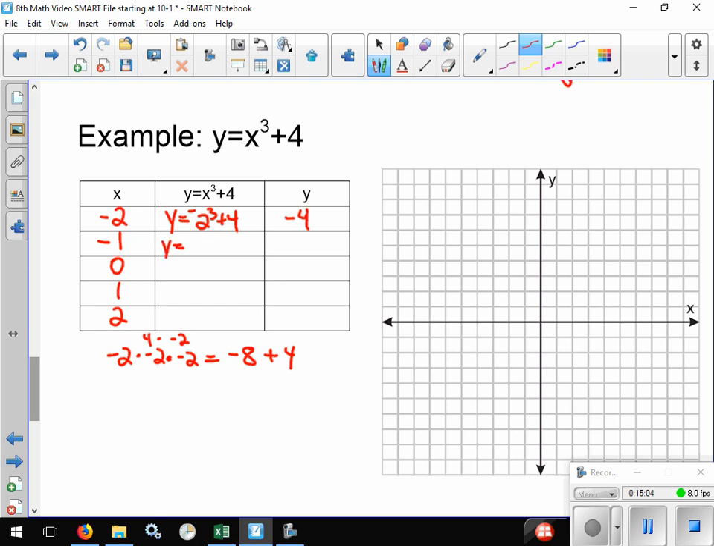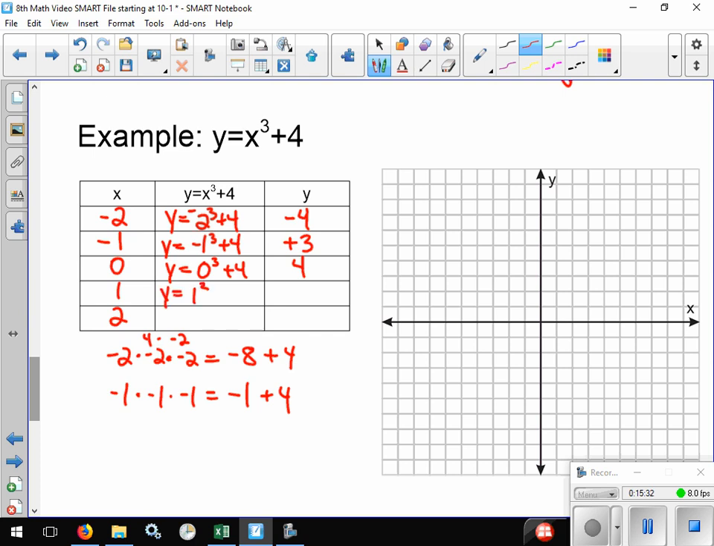Next one, y equals negative 1 cubed plus 4. And you get negative 1 times negative 1 times negative 1. And that gives us a negative 1 plus 4. That gives us positive 3. And then y equals 0 cubed plus 4. Well, 0 cubed is 0. 0 times 0 times 0. And then plus 4 gives us 4.